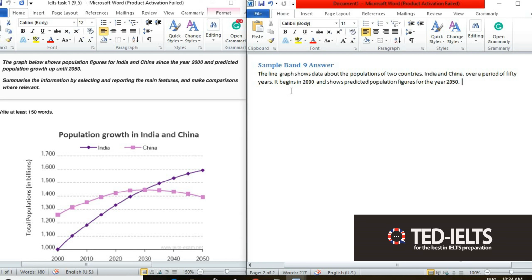Now notice that I'm using the present simple here. It begins because I'm just describing the line graph that is on this piece of paper. When I look at this piece of paper, I can talk about it in the present simple. When I actually start talking about the populations of these two countries, the real data, I'll start using past tenses, such as the past simple.